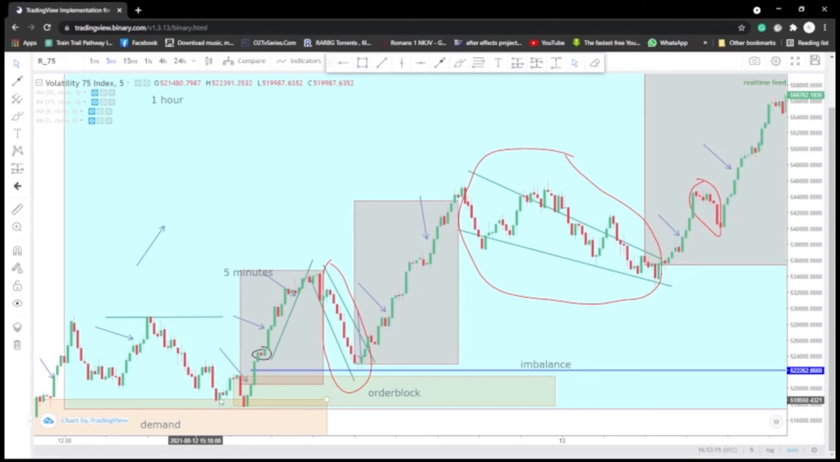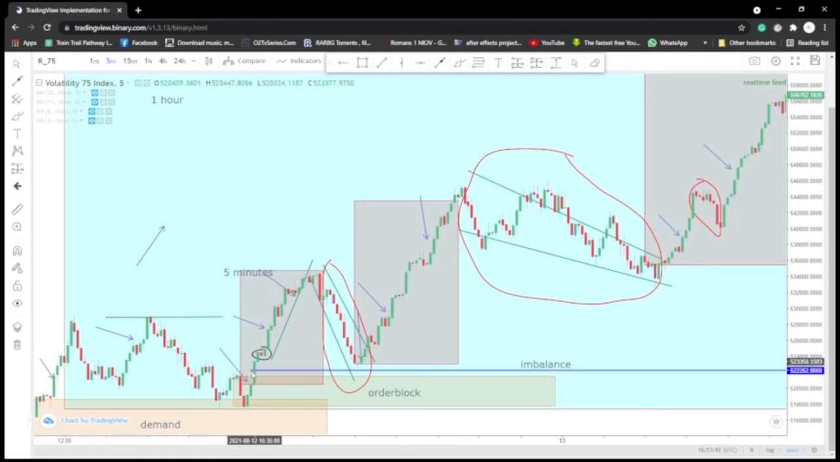So the imbalance happened because the market rallied. It just rallied, and it left here. It did not give any chance to the sellers here. As you can see, 1, 2, 3 candles, there are no red candles.